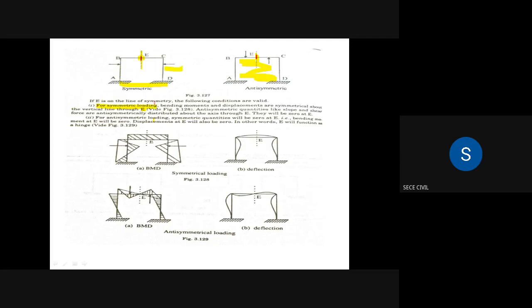Symmetric loading, bending moment and displacements are symmetrical, they say. For symmetric loading in a symmetric frame, bending moment and displacement are symmetrical, and shear force and slope are 0. For unsymmetrical loading, bending moment and shear displacements are 0 at point E. So now, when bending moment and displacement become 0, point E is a hinged point. In unsymmetrical loading, bending moment and shear force become 0 here.